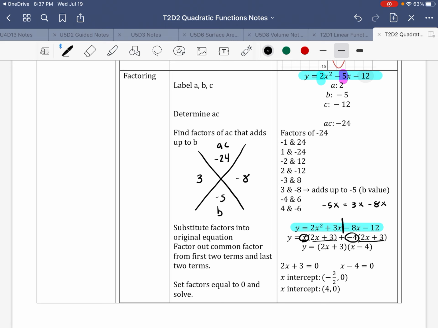We can subtract 3 from both sides, divide by 2, and then add 4 to both sides, and we end up with our two x-intercepts at (-3/2, 0) and (4, 0).